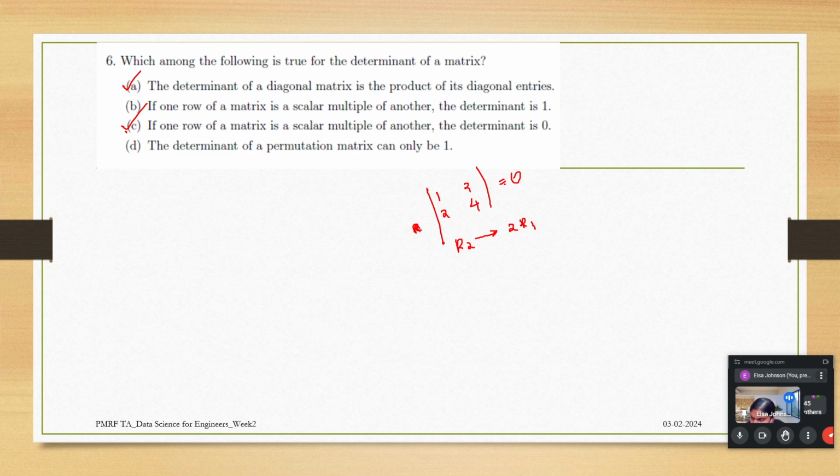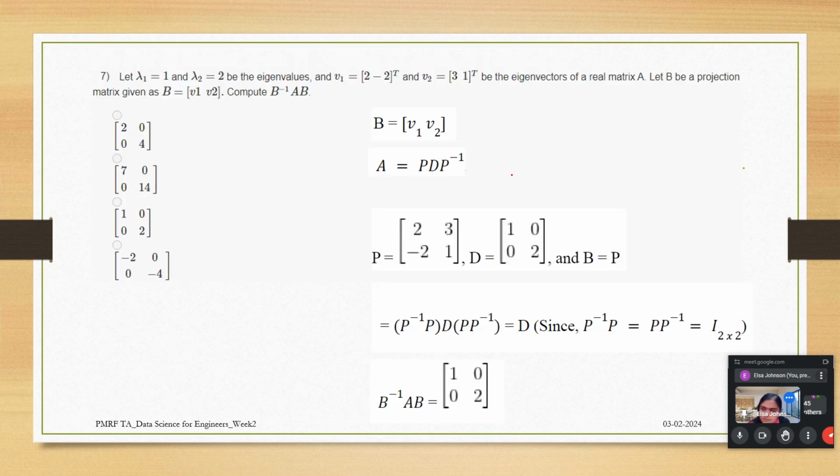For those who gave only A, I am just mentioning this. Any questions? I hope it's clear. If you have any doubts you can ask.